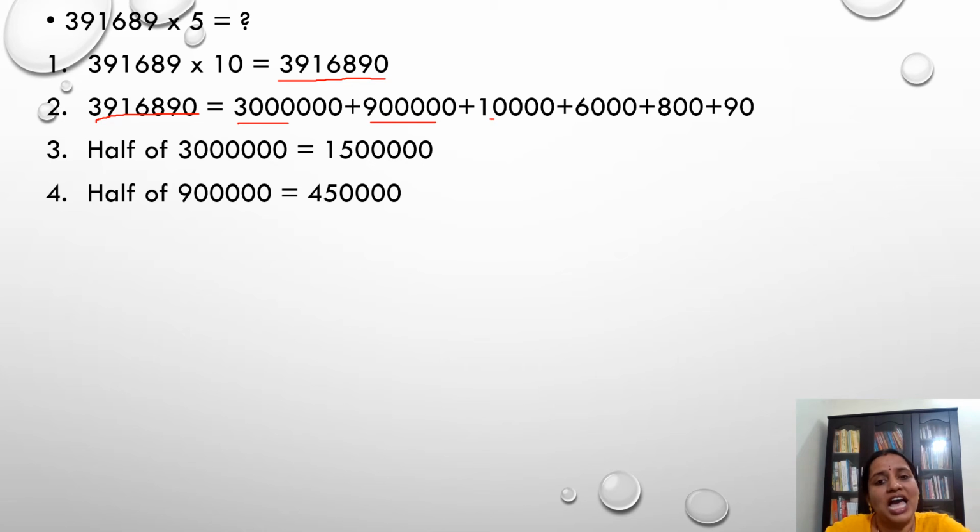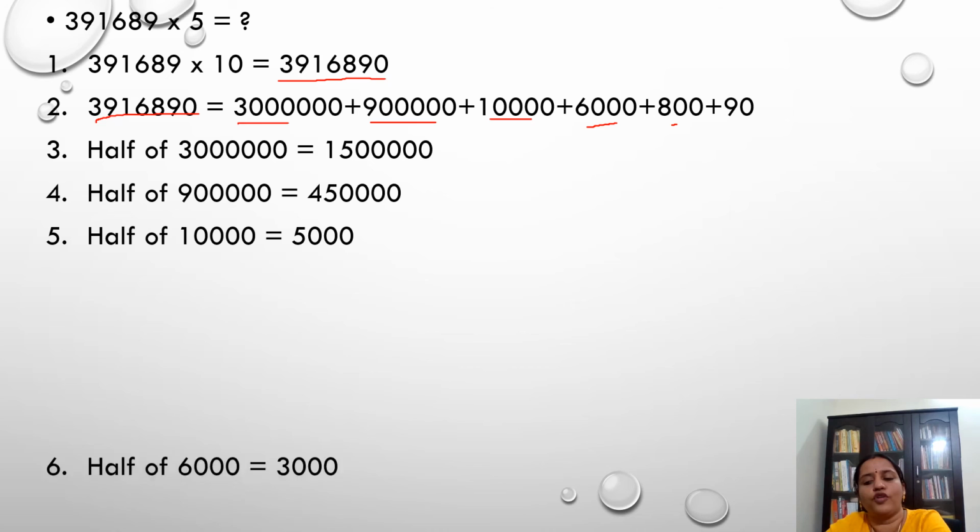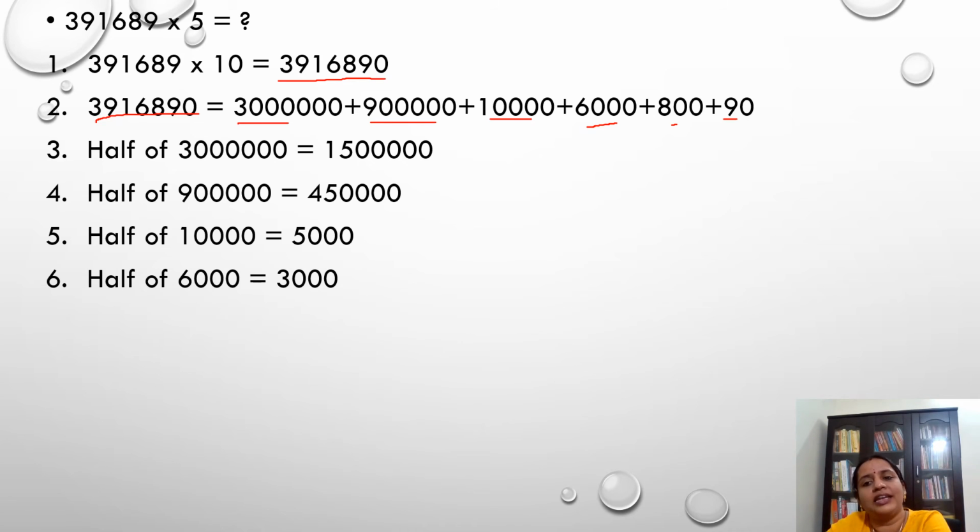Okay, next, half of 10,000. Half of 10,000 is equal to 5,000. Then half of 6,000. Half of 6,000 is equal to 3,000. Then half of 800, which is equal to 400, and half of 90, which is equal to 45. Okay, I have got the half of all the digits.